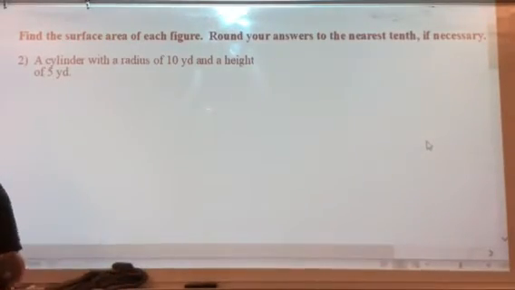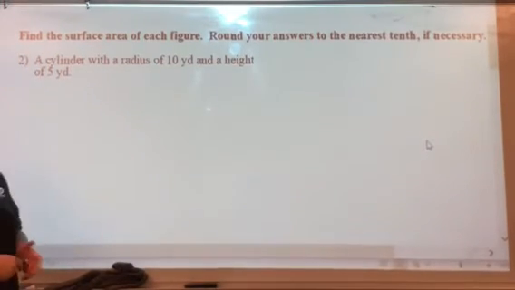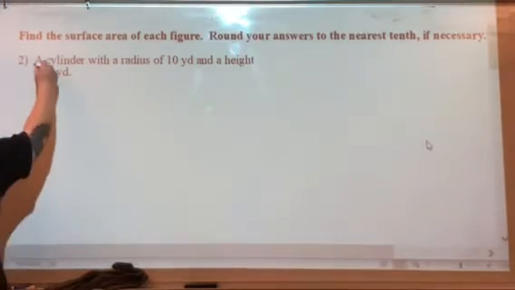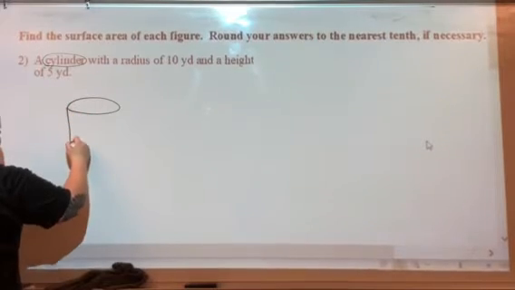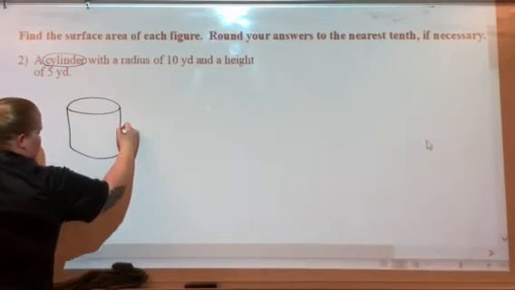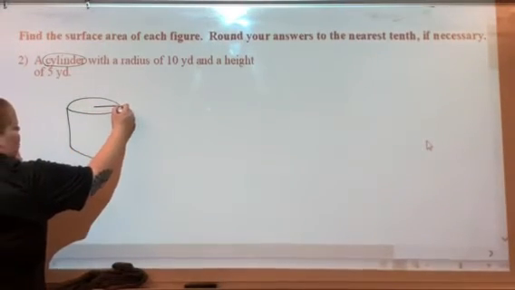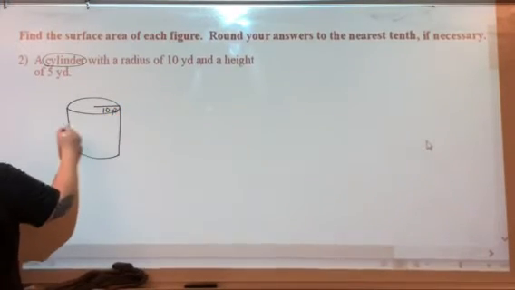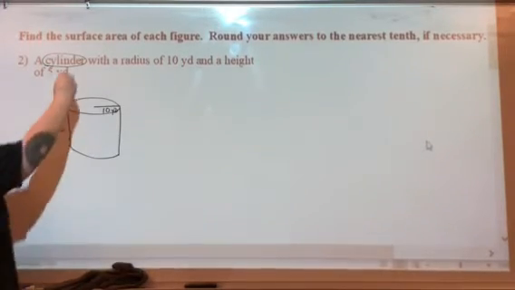Okay, so again, we're still working with a cylinder. It says find the surface area of each figure, round your answers to the nearest tenth if necessary. It says a cylinder with a radius of 10 yards and a height of 5 yards. Okay, again, it's a cylinder. It's just a tube. It says that the radius is 10 yards and that the height is 5 yards. It wants us to find the surface area.